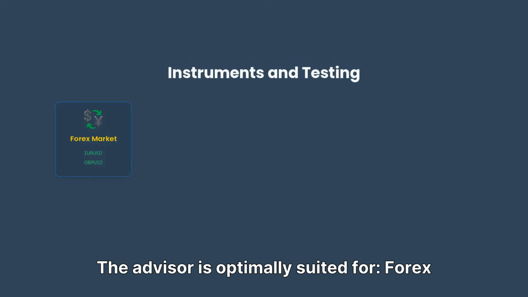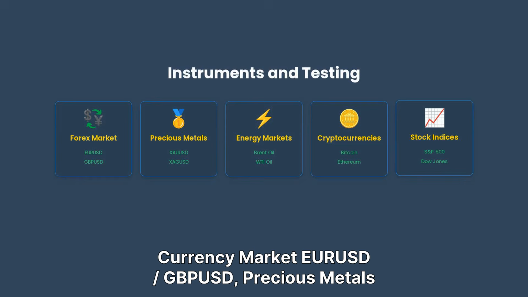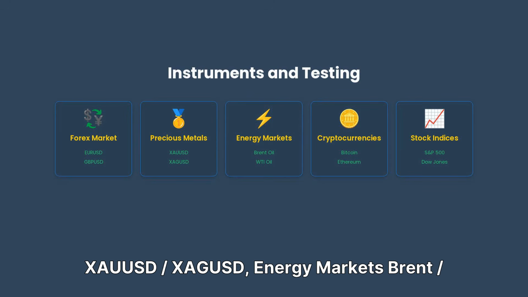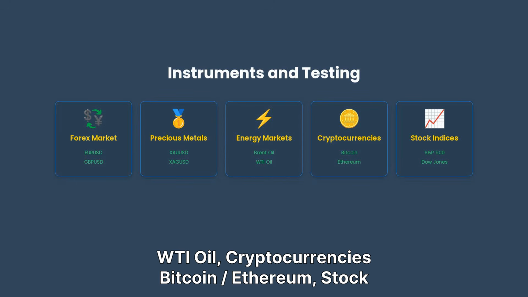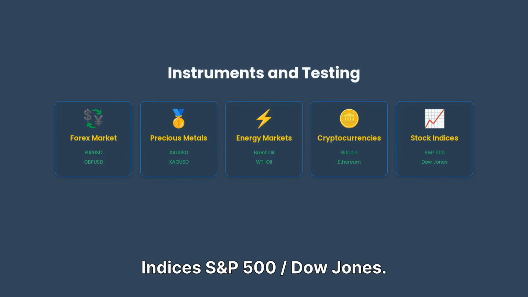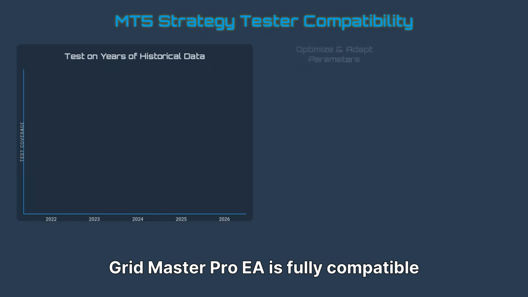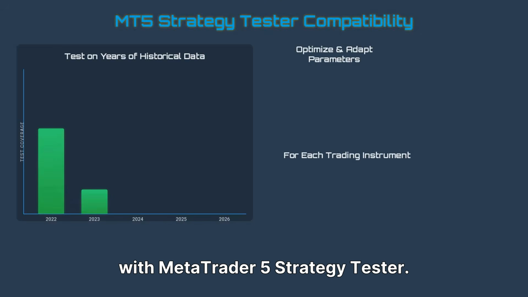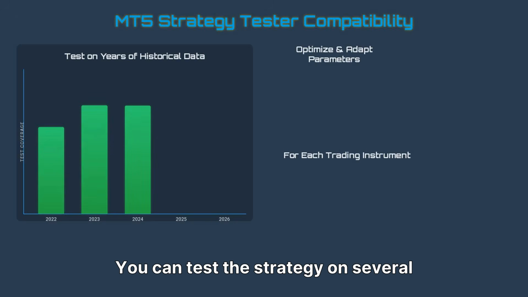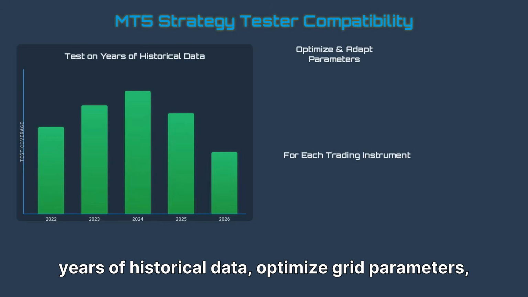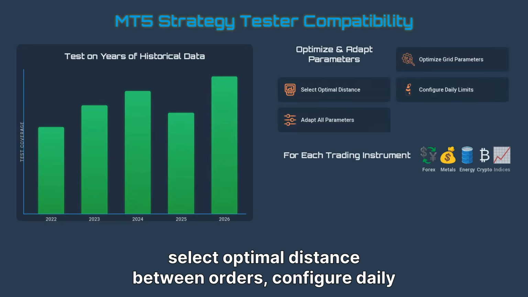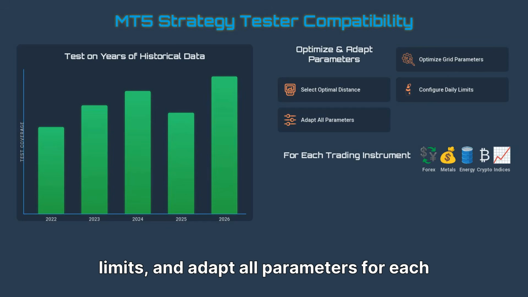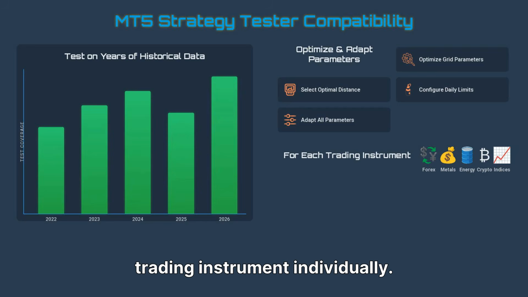Instruments and testing. The advisor is optimally suited for Forex currency market, EUR/USD, GBP/USD, precious metals, XAU/USD, XAG/USD, energy markets, Brent, WTI oil, cryptocurrencies Bitcoin, Ethereum, stock indices, S&P 500, Dow Jones. Gridmaster Pro EA is fully compatible with MetaTrader 5 Strategy Tester. You can test the strategy on several years of historical data, optimize grid parameters, select optimal distance between orders, configure daily limits, and adapt all parameters for each trading instrument individually.